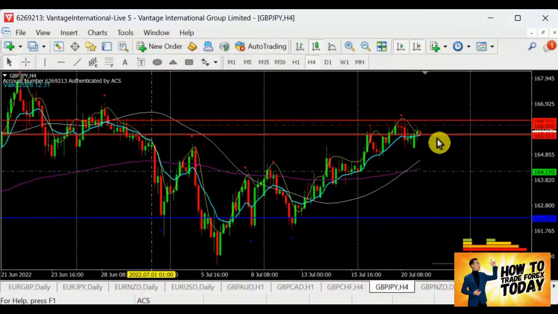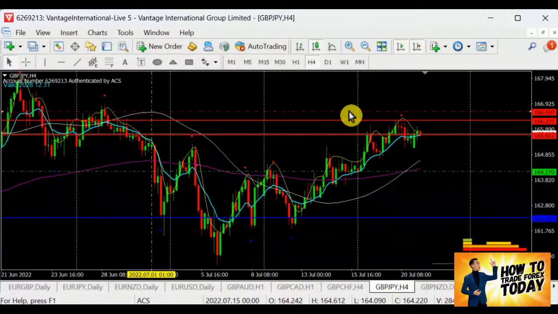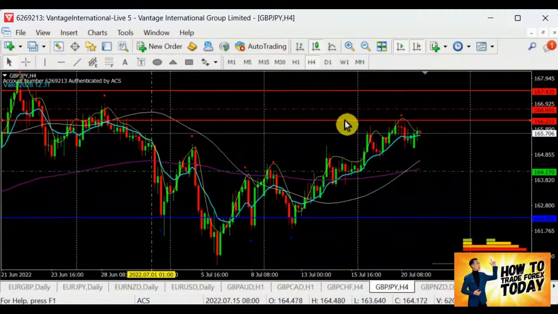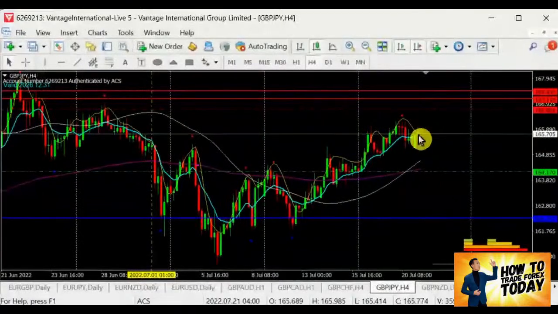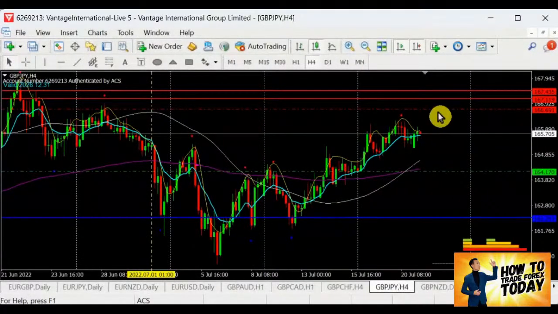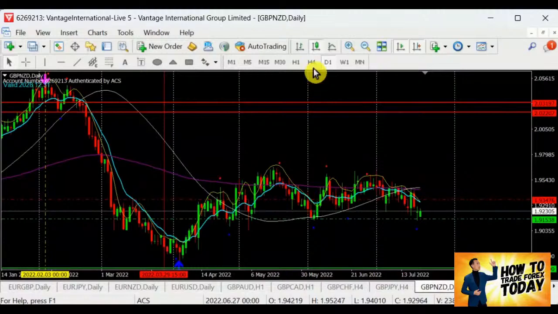So currently I won't be selling pound yen until it hits the level over here, which is not here, which is actually here. Then I will consider selling over here. So let's take a look at this point here. This is my target. Then it should continue the buy to test the resistance. Then I will take into consideration to sell. Okay, next to go, pound kiwi.